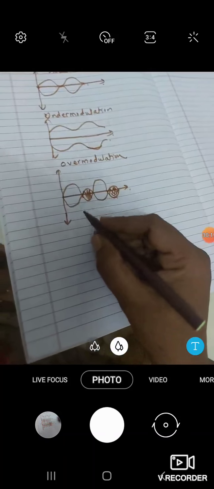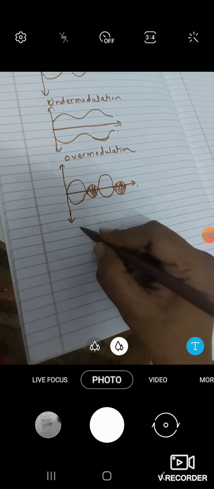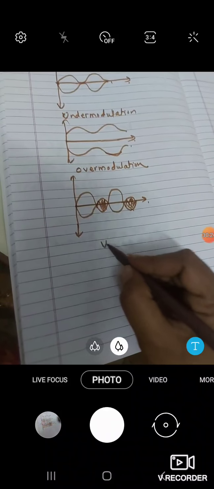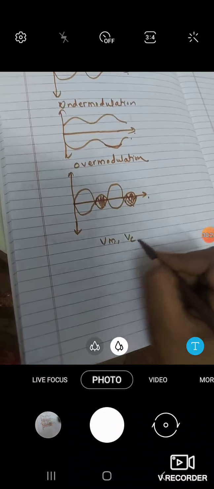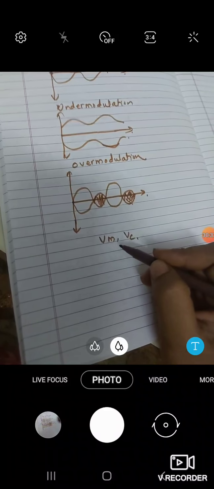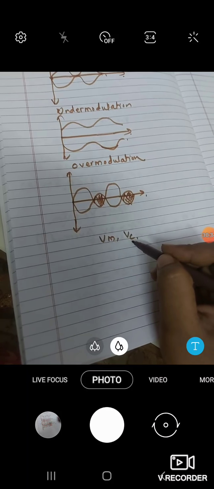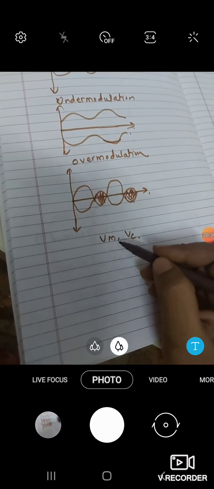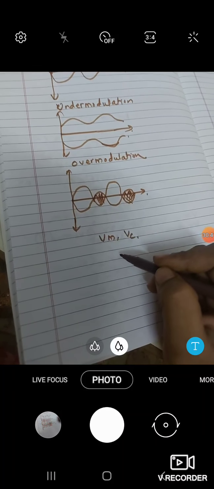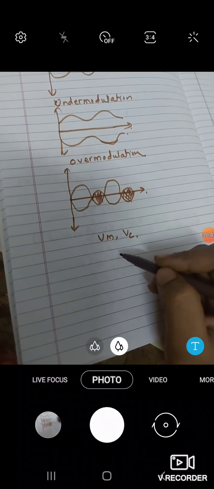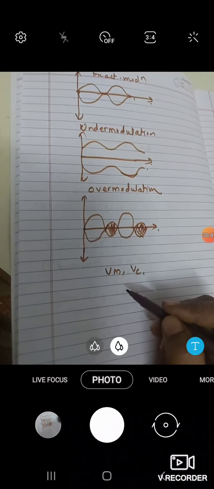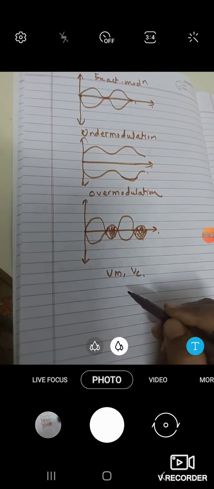You can practice drawing these waveforms by taking the respective values of Vm and Vc. If you take both the same, that will give you exact modulation. If Vm is greater than Vc, you will get over modulation. And if Vm is less than Vc, you will get the under modulation diagrams. So try different values and practice the respective diagrams so that the concept will be more clear.